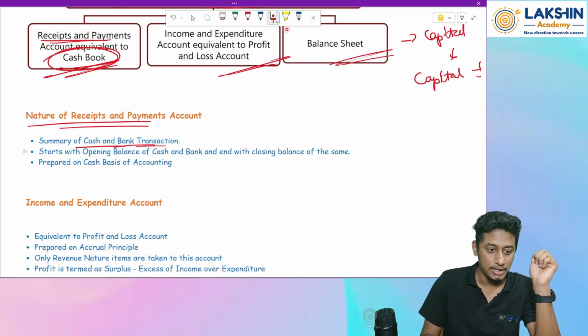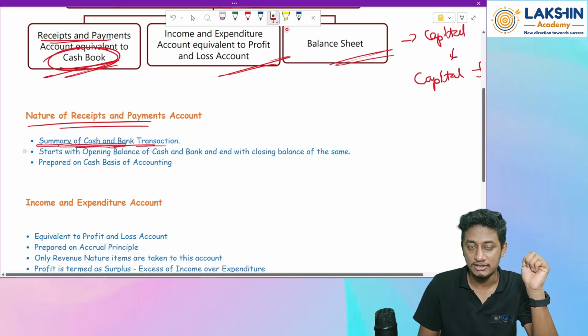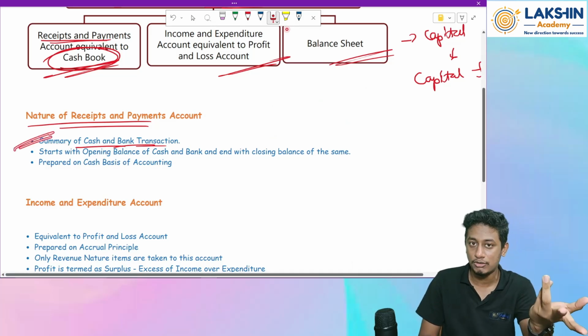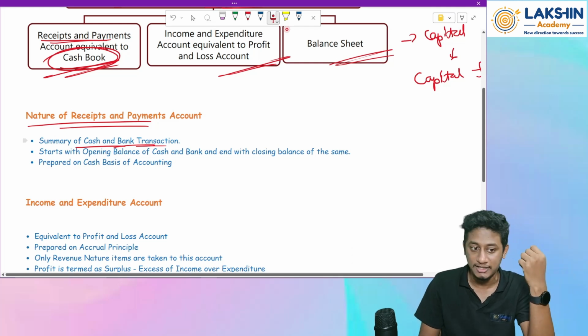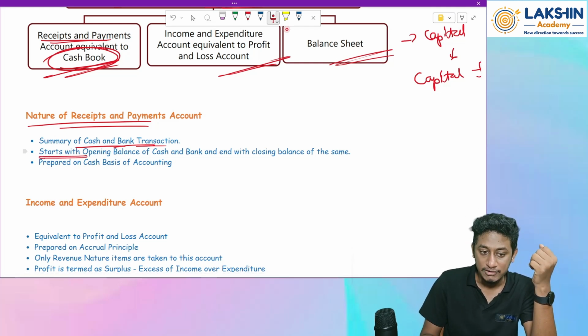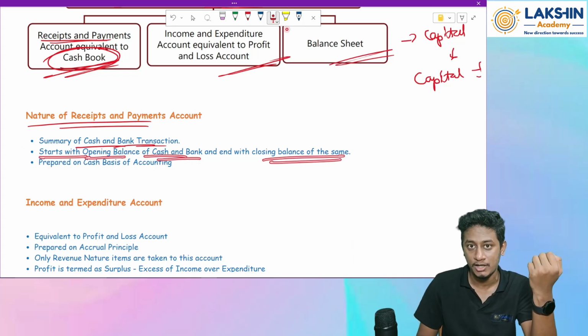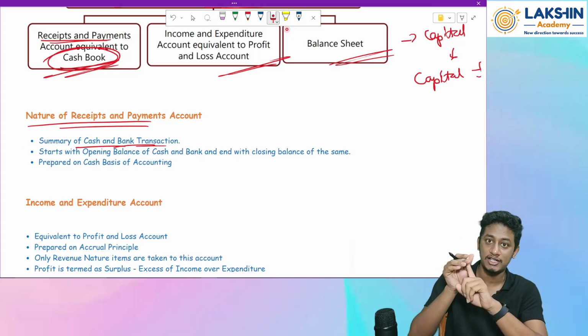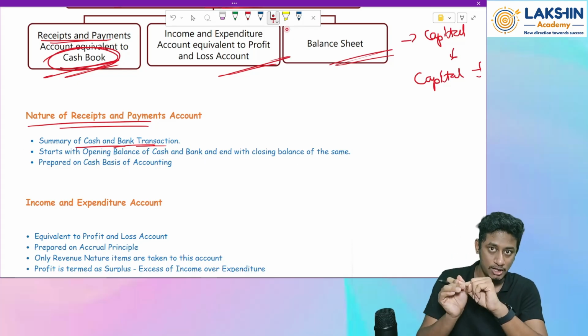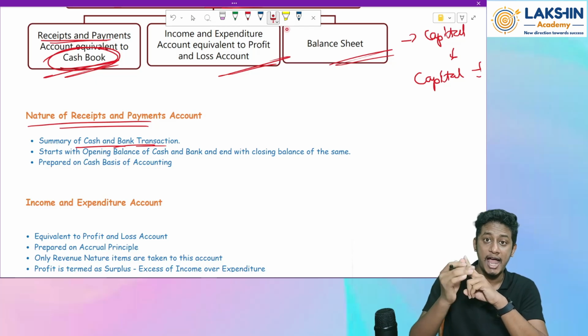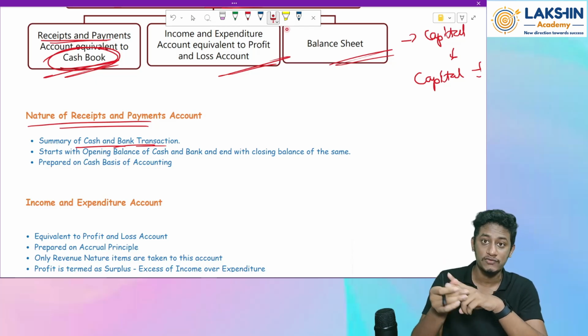Clear? Then summary of cash and bank transactions. So this will be again similar to a cash book. This will be a summary of cash and bank transactions. Then it starts with the opening balance of cash and bank account and ends with the closing balance of the same. So just like your cash book, we start with the opening balance of cash or bank account and balance brought down, remember, and we end with what? With the closing balance of cash or bank.